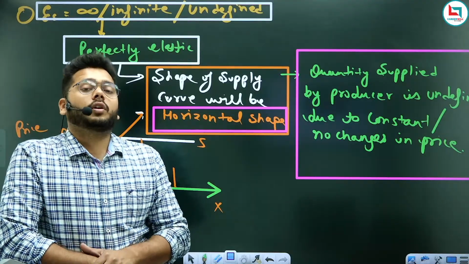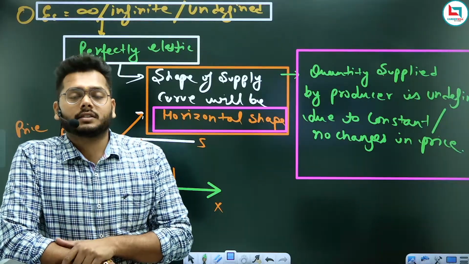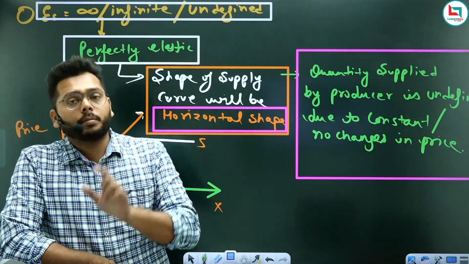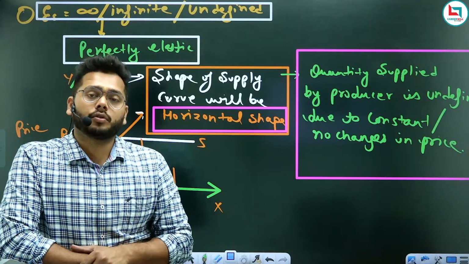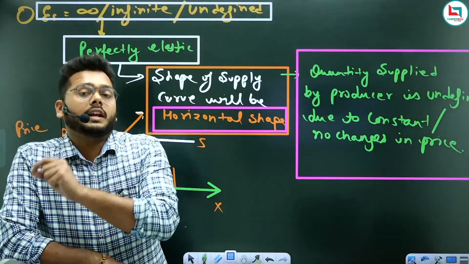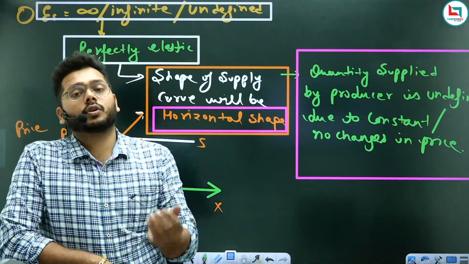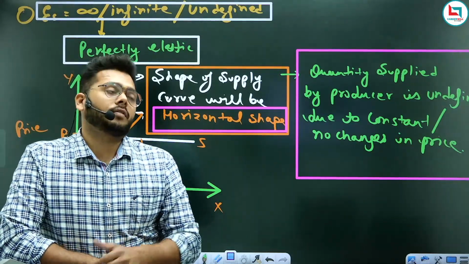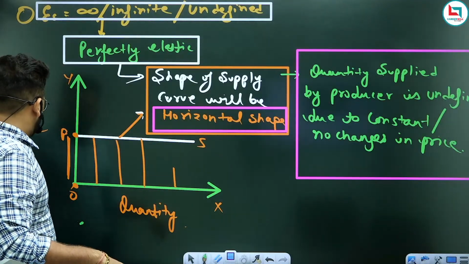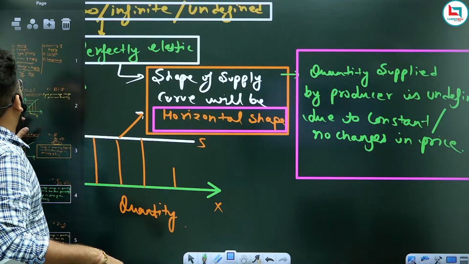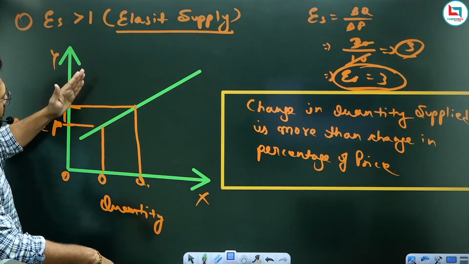The next one is elastic supply. Elastic supply means there is a larger percentage change in the quantity supplied by the producer compared to the smaller percentage change in the price of that commodity. This is called elastic supply, and we have seen that the curve is a little bit flatter than before, right?